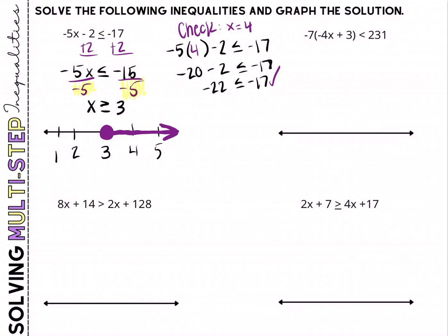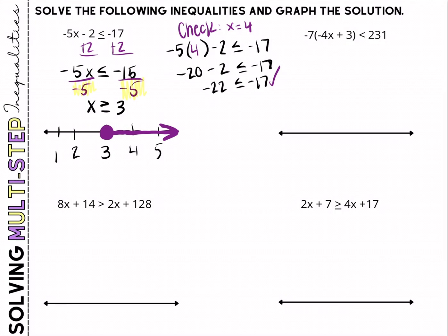If you got something like negative 15 is less than or equal to negative 17, that's a false statement, so it's not going to work. Okay, so now let's go to the next one. 8x plus 14 is greater than 2x plus 28.